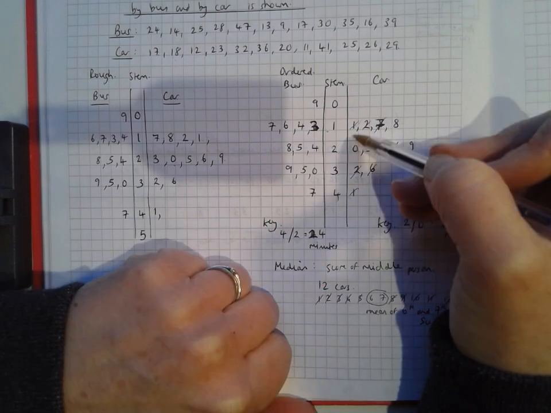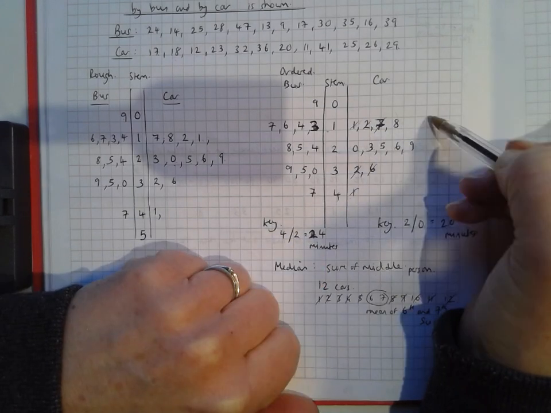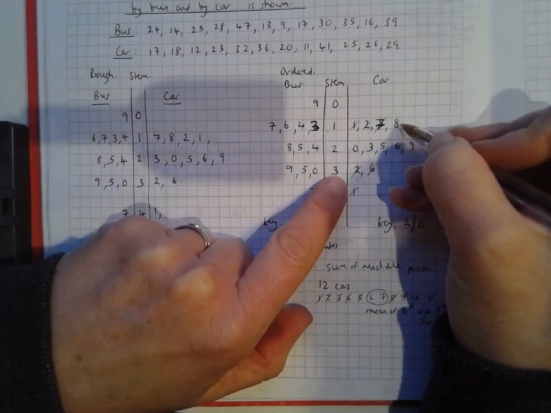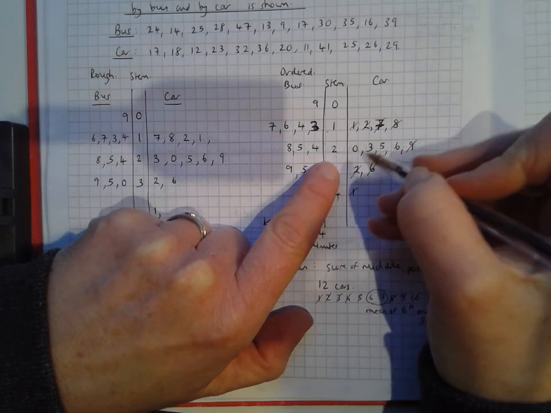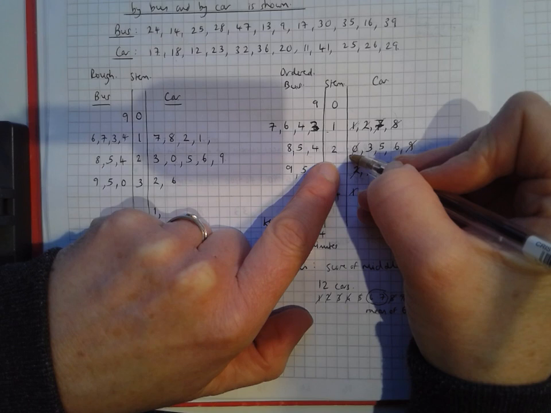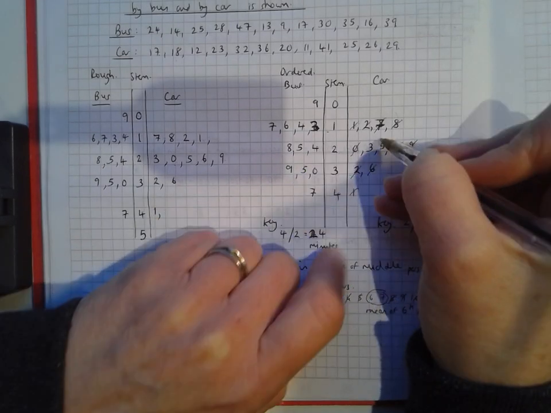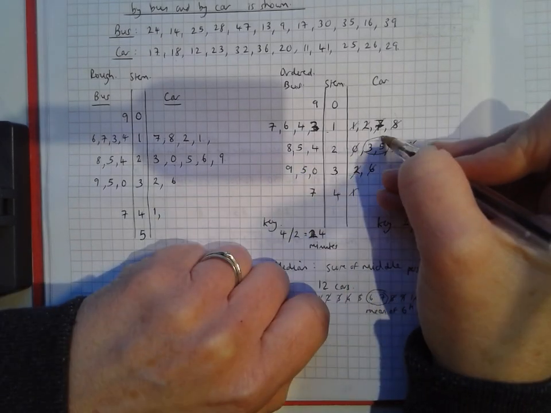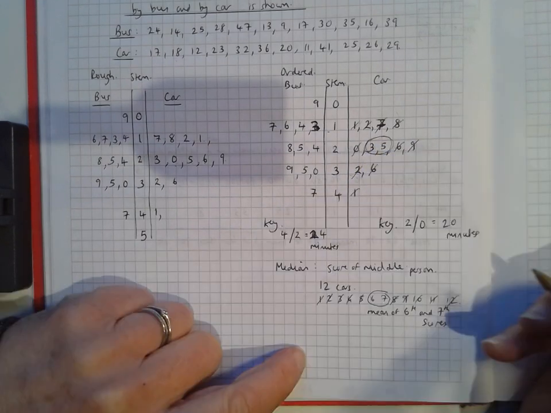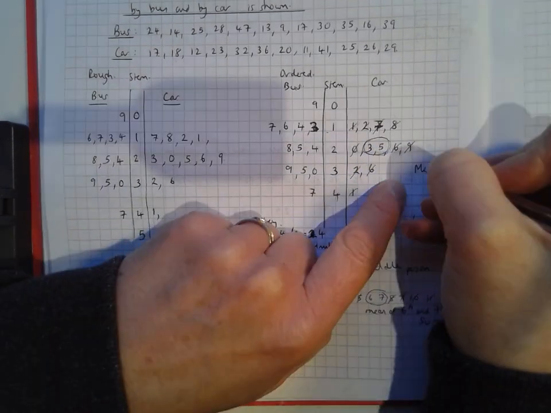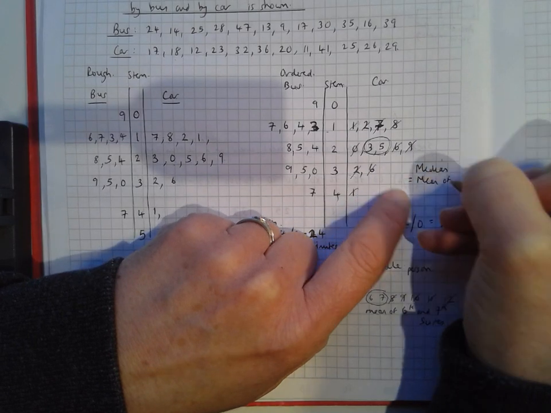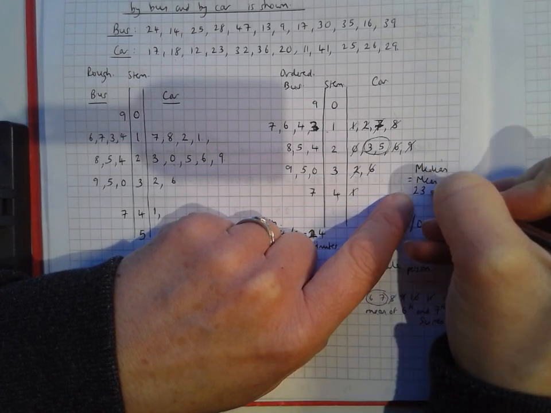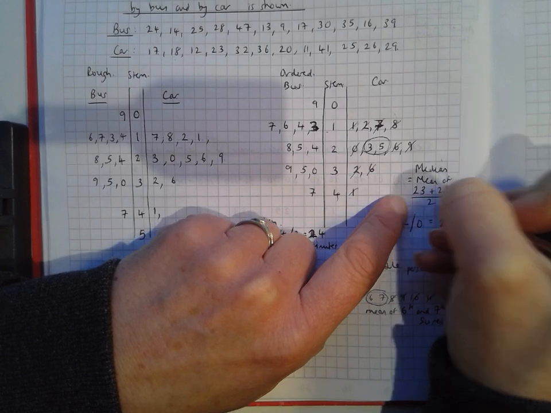The next lowest is 18. The next highest after 32 is 29. The next lowest is 20. And the next highest is 26. And here we have, look, the median is going to be the mean of those two values. So the median is equal to the mean of 23 and 25, the sum divided by 2, which will be 24. So the median is 24.